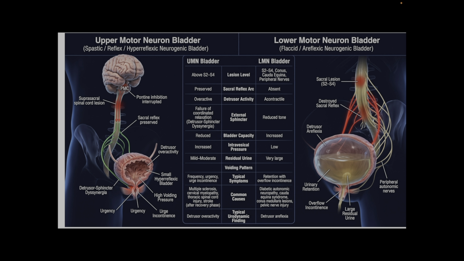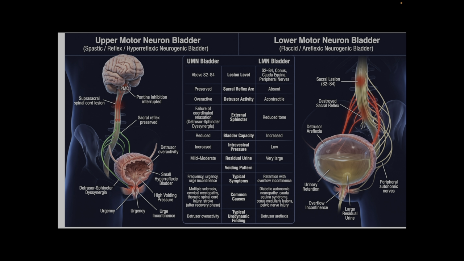This distinction is clinically important because the high pressure UMN bladder carries a greater risk of upper urinary tract damage, whereas LMN bladders are primarily predisposed to chronic retention, recurrent urinary tract infection, and bladder overdistension.